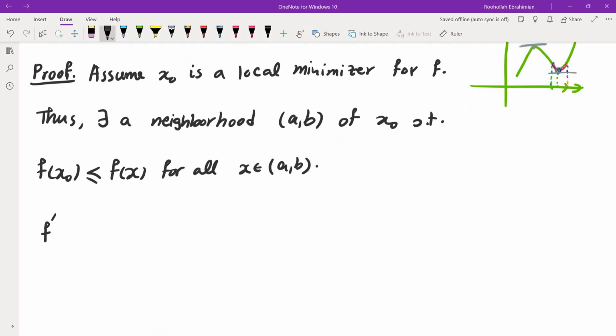So let's look at f prime of x naught. F prime of x naught is the limit as x approaches x naught of f of x minus f of x naught over x minus x naught.